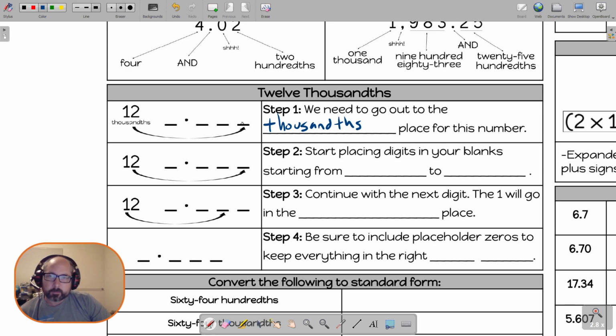Now I provided this for you today, but when we're making decimals in a minute here, I want you to start drawing in these little blanks for yourself out to whatever place value it tells you to go to. So we know we have to go to the thousandths place, so we have these blanks drawn in. Step 2, start placing digits in your blanks, starting from, do we remember which way we go? Do we go left to right? No, we do not. Okay, we go, lost my pen. Right to left.